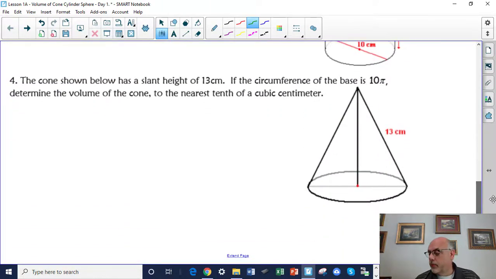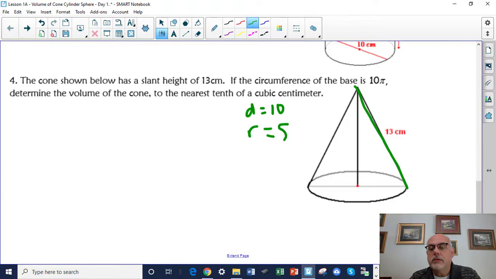So let's take a look at number 4. Now number 4, you've got a slant height of 13 here. The circumference of the base is 10 pi. So the diameter of the base is 10, so the radius is 5. So this is 5, okay? The altitude is perpendicular to the base.